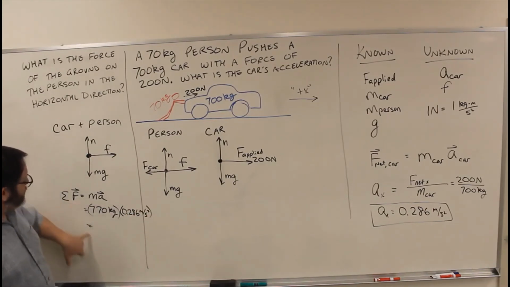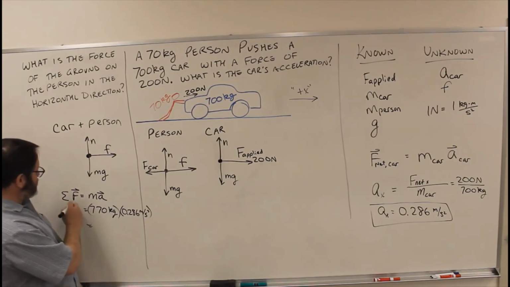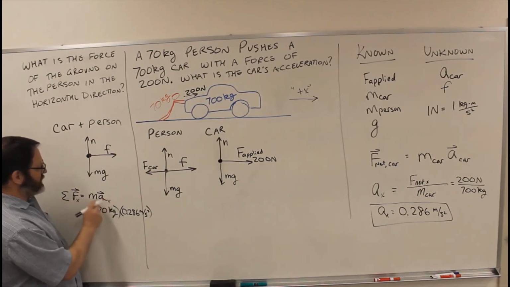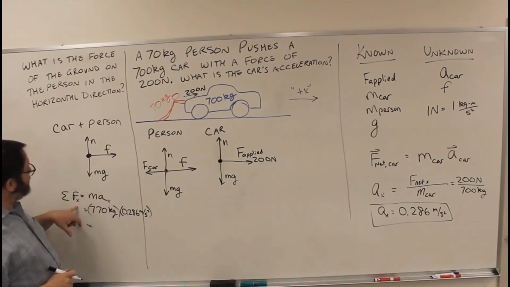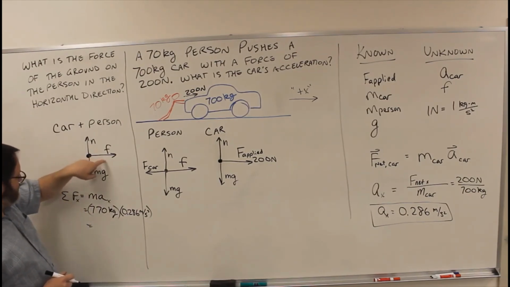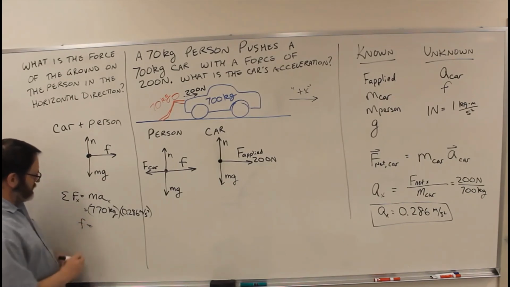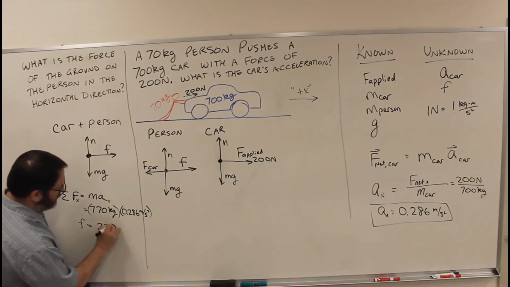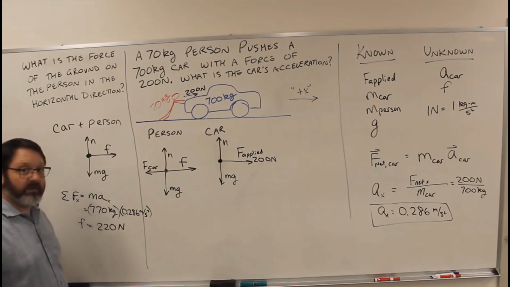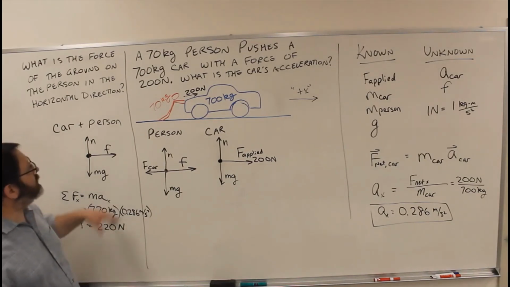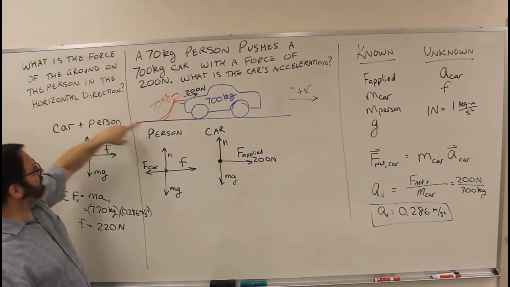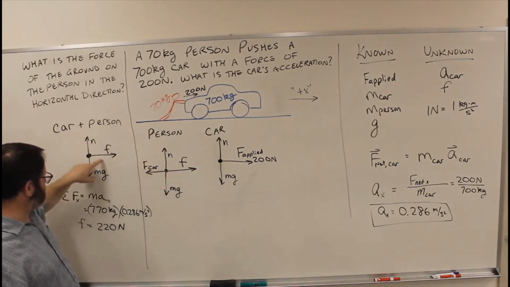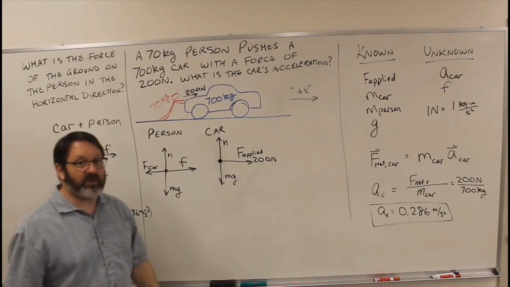So I know that the net force in the x direction, so if I put the x directions here, I can take the vectors off. So net force in the x direction, that's this F, is 220 newtons. So the force from the ground on the person, which is what this was asking for, that's the force here. It's the same as this force, 220 newtons.